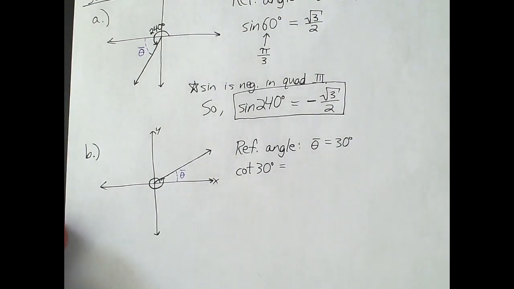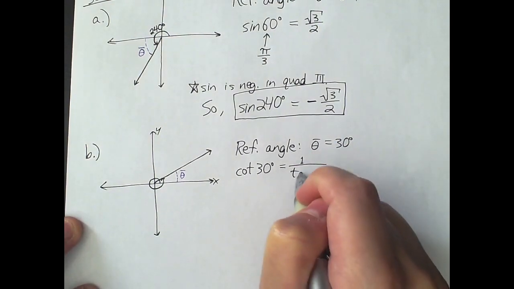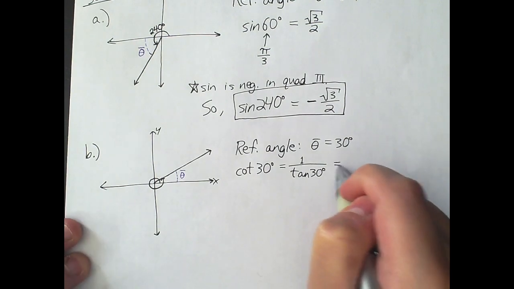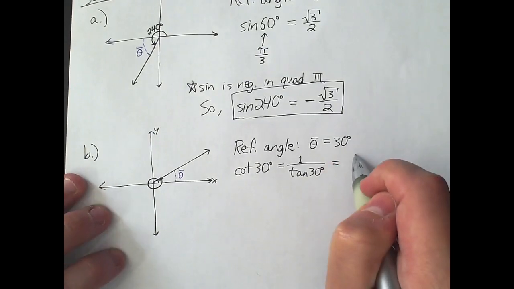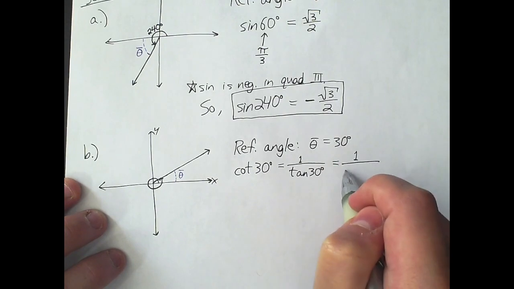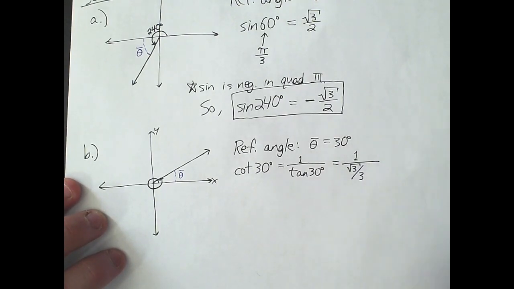So, do we know what cotangent of 30 degrees is? One thing you could do is turn this into 1 over tangent. Maybe that's easier, and tangent is more familiar to us. Maybe we know this one. So do some scratch work off to the side if you need to find tangent of 30 degrees. Convert it to radians if you want, but you should get square root of 3 over 3.